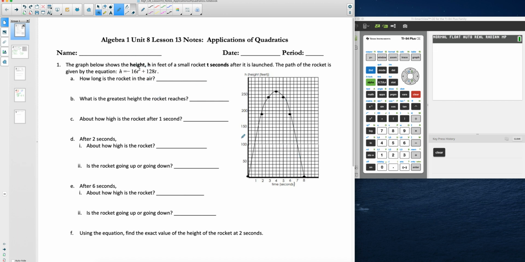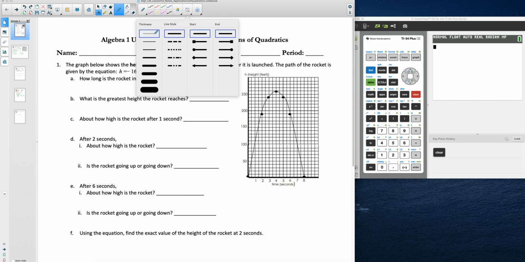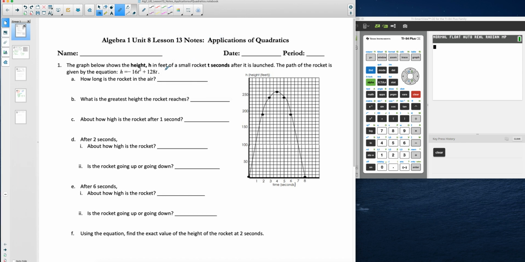Now, what we're going to do is just use the graph to answer some of the questions here. So how long is the rocket in the air? Well, it launches here, it goes through its path, it goes up, it hits the vertex right here, and then it comes down right here. And we know that this is ground level. So this is where h is equal to 0. So this point right here represents when it hits the ground. And we can see from our graph that that point, which is a solution, which is an x-intercept, is 8 seconds. So we see that that rocket was in the air for 8 seconds.